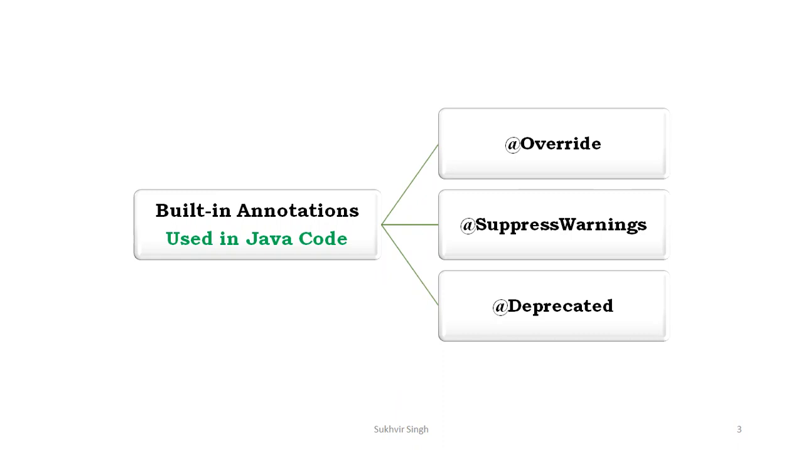Now, what are the built-in annotations used in Java code? First of all, @Override, @SuppressWarnings, and @Deprecated. Let us study one by one the meaning of Override, SuppressWarnings, and Deprecated.